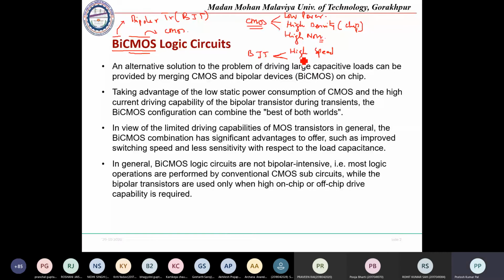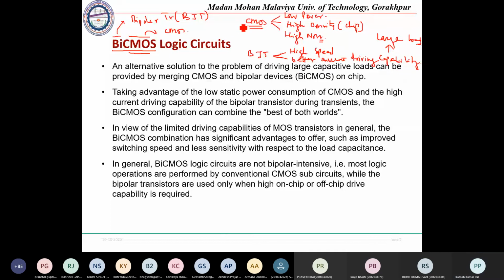High speed and better current driving capability. So in case of BJT, the advantage is it is having a high speed, or we call it the better current driving capability. It can handle the larger load. Means it can handle the larger load. So BJTs can handle a larger load.